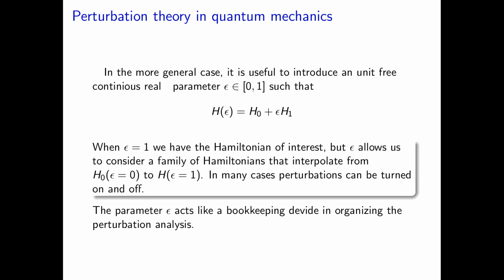Now, normally you will think that small means that the epsilon H1 part is smaller than H naught, and you will say, oh, it is a small perturbation, and you will see that is not a very accurate way of saying that. We will see what is the accurate way of saying that the perturbation is small, such that we can do an expansion.